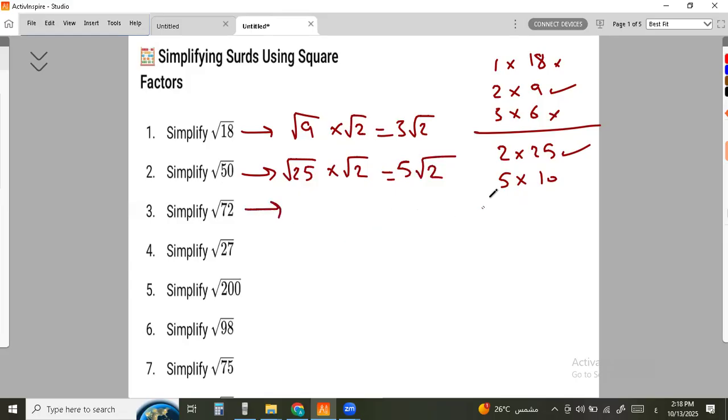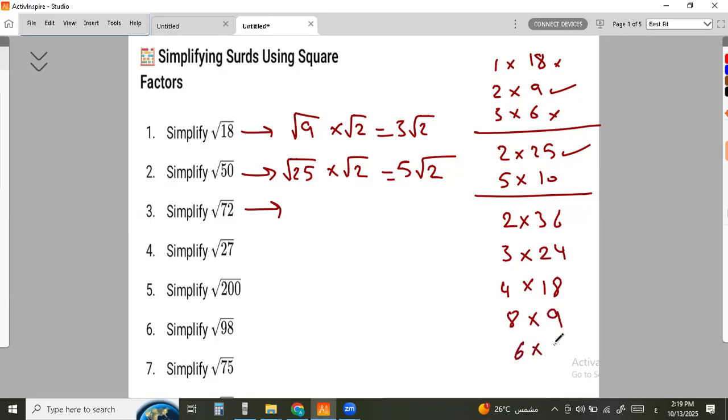All right, the next one, square root of 72. Well, I know that it is 1 times 72. Stay away from it. We said 2 times 36. And we've got also 3 multiplied by 24. And we've got 4 multiplied by 18. And we've got 8 multiplied by 9. And we've got also 6 multiplied by 12. And that's it. Which one has a square number? I got the 36 in there as a square number.